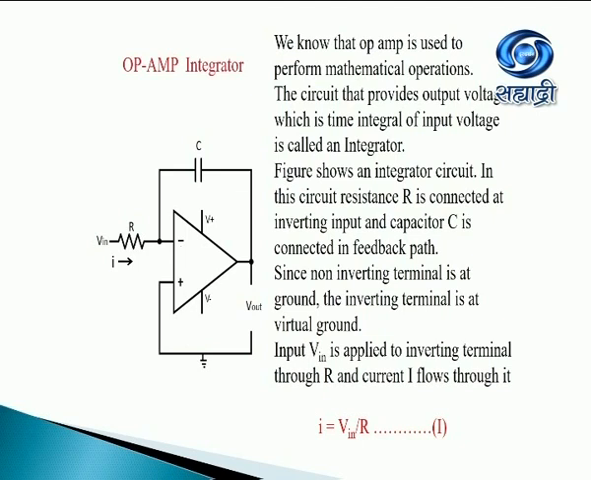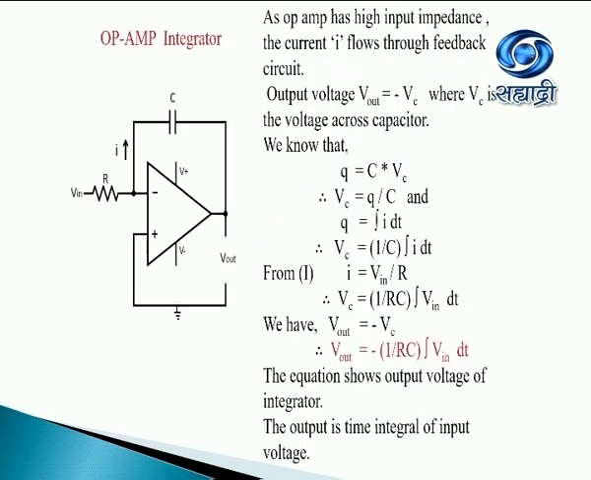In this circuit, resistance R is connected at inverting input and capacitor C is connected in feedback path. Since non-inverting terminal is at ground, the inverting terminal is at virtual ground. Input Vin is applied to inverting terminal through R and current I flows through it. I is equal to Vin upon R. As op-amp has high input impedance, the current I flows through feedback circuit.